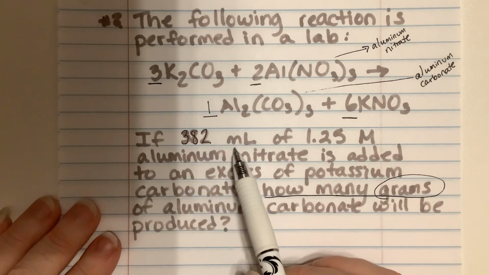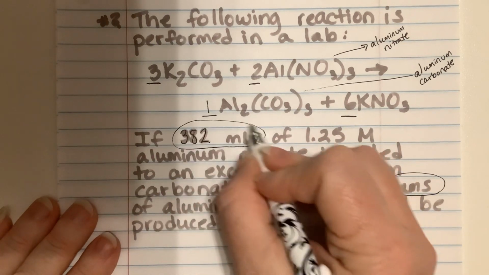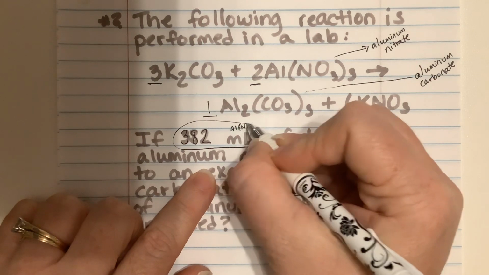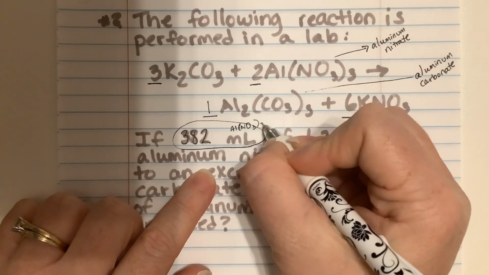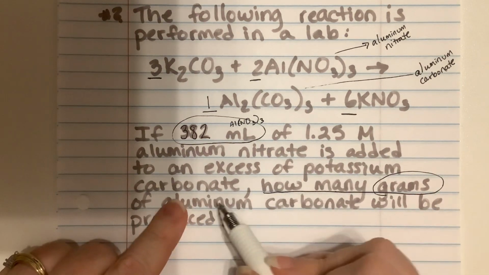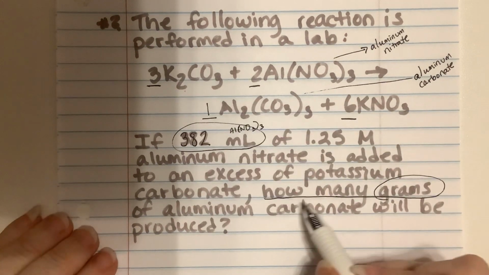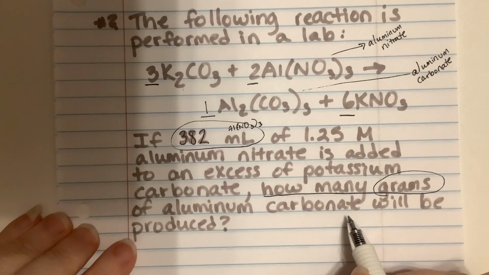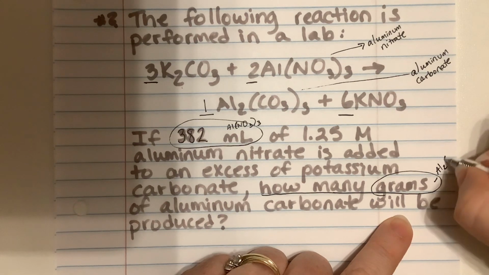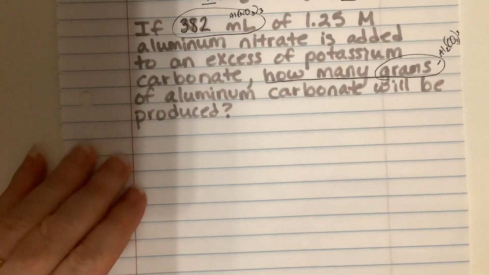If 382 milliliters of, okay, so we know we have milliliters of this thing, Al(NO3)3, of this molarity is added to an excess of potassium carbonate, which would be that, added. How many grams of aluminum carbonate will be produced? So we're looking for grams of aluminum carbonate. That is our end point.